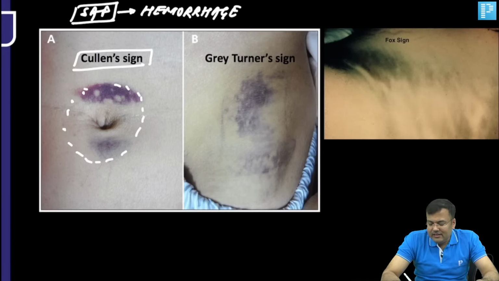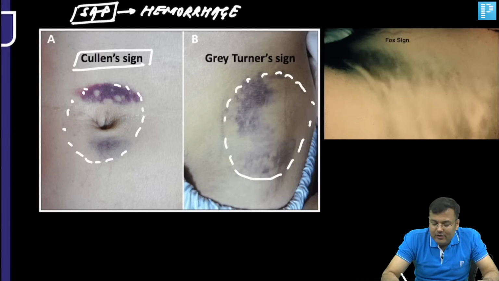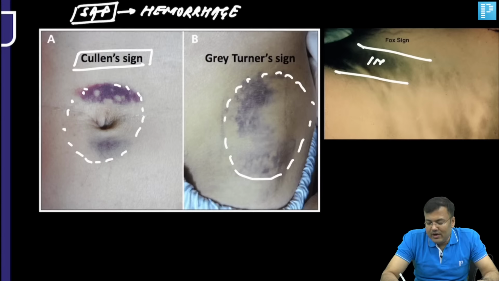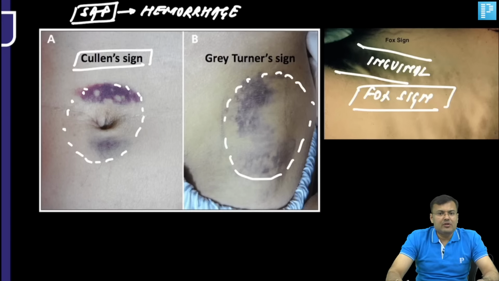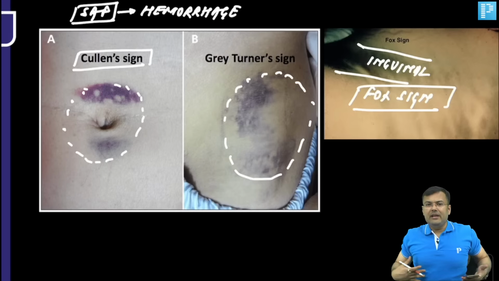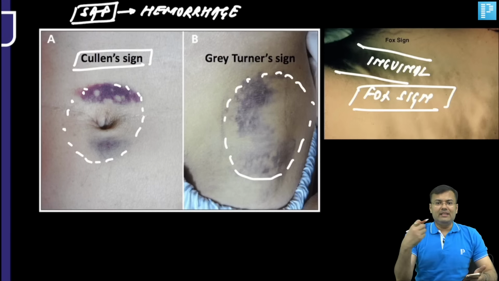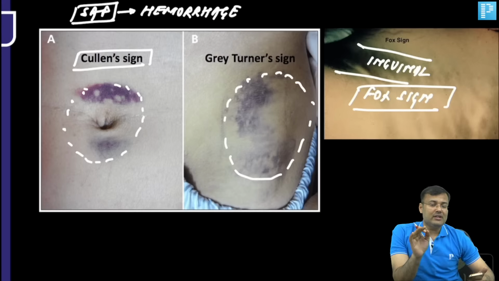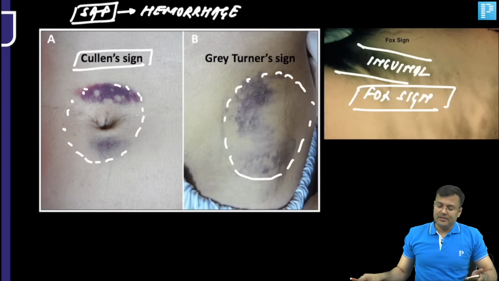You can see here there is ecchymosis around the flank. What is the name of this sign? Gray Turner sign. And you can see ecchymosis around inguinal region. What's the name? Fox sign. Ecchymosis around inguinal region, the name is Fox sign. Okay. So, it is seen in severe acute pancreatitis. There is bleeding along the fascial planes, and you are going to find all these kind of ecchymosis. Very, very important, especially in FMGE. This question was asked, right?